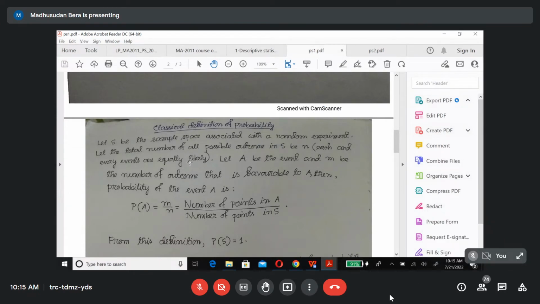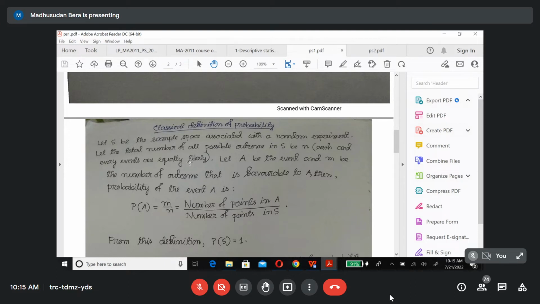Tossing a coin. Two types of outcome, head and tail. Each of them has equal probability. So equally likely means each of the simple events has the same probability. And so the occurrence probability is the same.